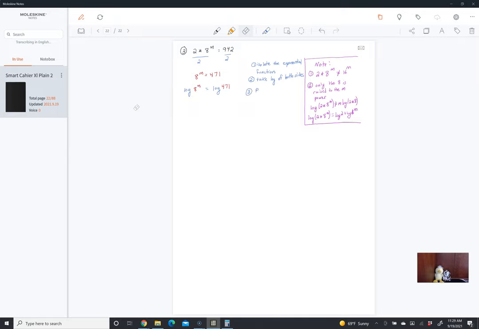Then we're going to use the power property. Power property says move the exponent out to the front, so we get m log 8 is equal to log of 471. And again, notice what this does. It takes the exponent out of the exponent. And then finally, we can isolate the variable by dividing both sides by the log of 8. Isolate the variable. And that's going to give us m is equal to log of 471 over log of 8. Plug it into your calculator. You will get 2.96.